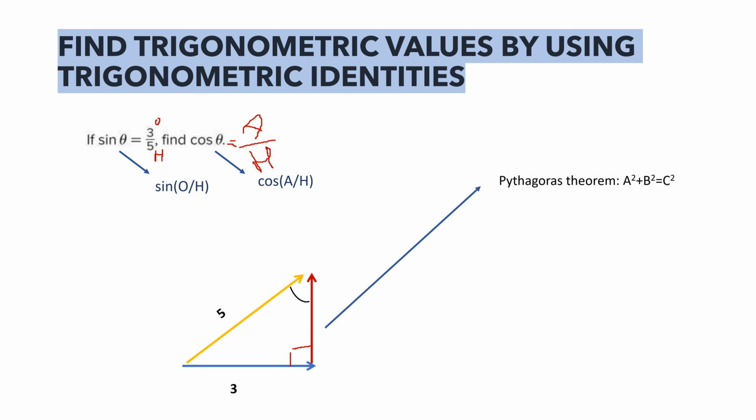Well, how to find the adjacent? We would use the Pythagorean theorem, which states a squared plus b squared equals c squared. We would rearrange it for the adjacent, which would give us the square root of 5 squared minus 3 squared, which would give us 4. How did I rearrange it? I would subtract b squared, so I cancel this term, and then take the square root. So the answer is 4 divided by 5, where 4 stands for the adjacent, and 5 stands for the hypotenuse.